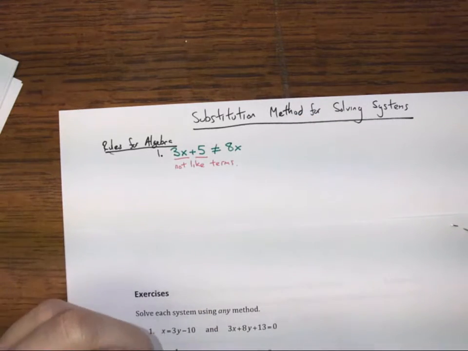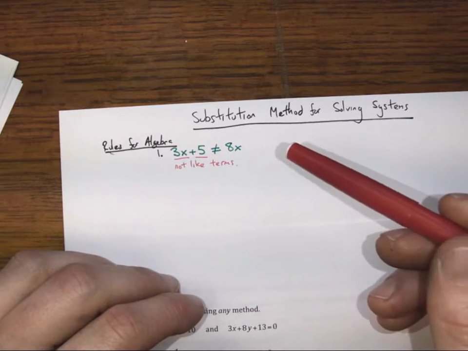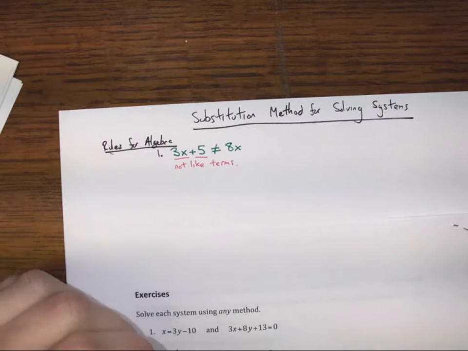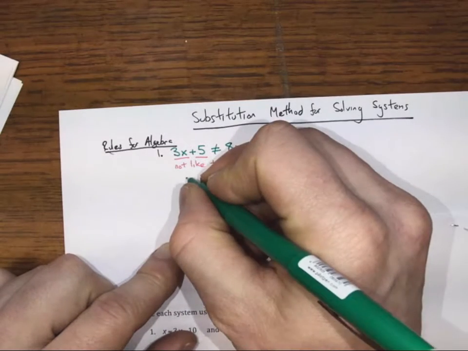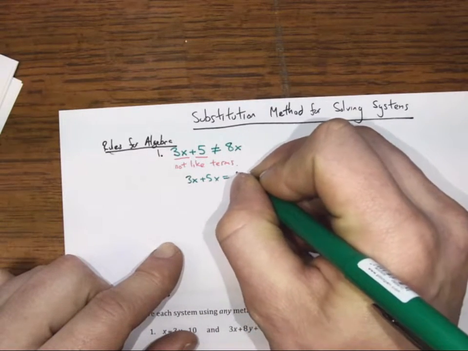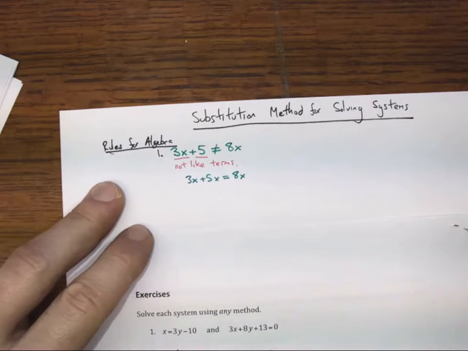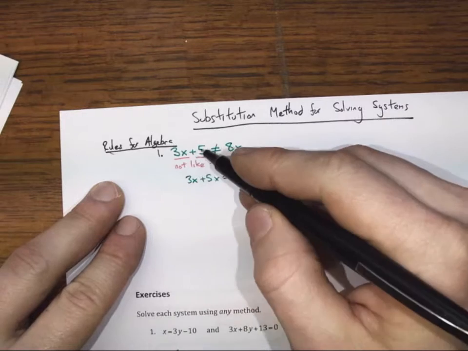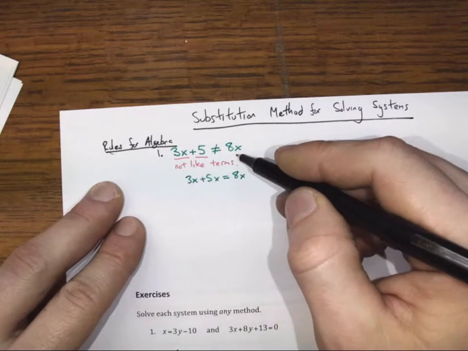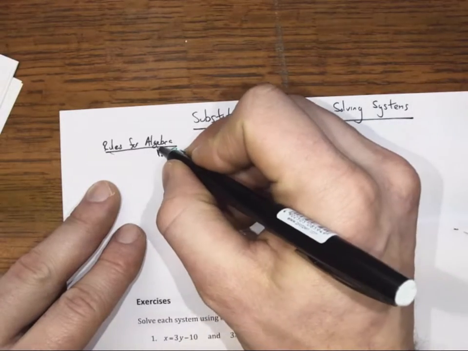So in a situation where you have 3x and you're going to add 5, we just have to write 3x plus 5. However, 3x plus 5x is 8x. So that's the first rule of the game. We're going to make sure we don't fall into that trap of adding these together when they're not like terms.